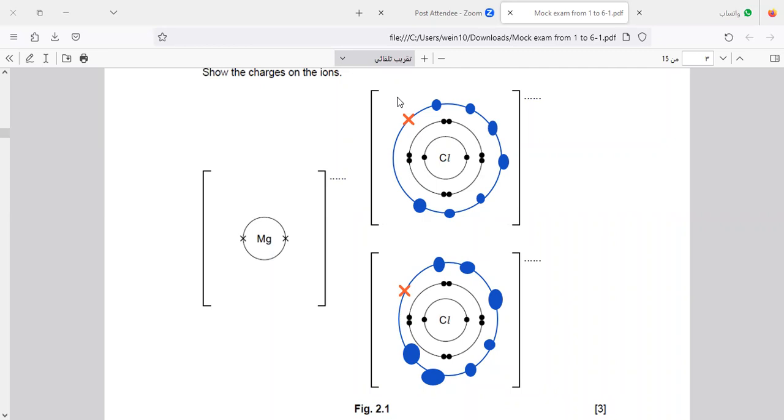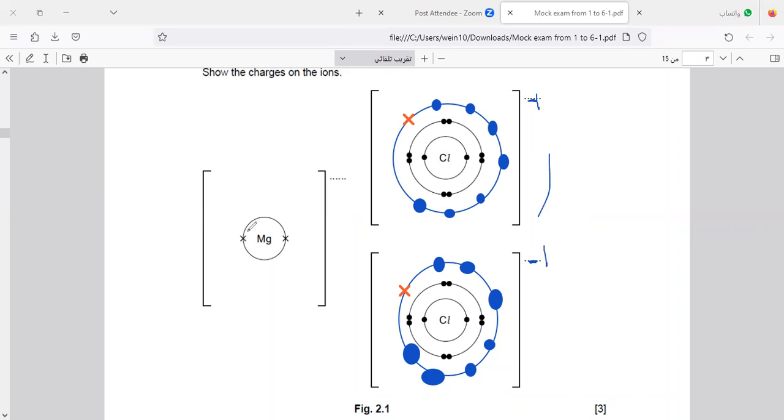Now, each chlorine, it gains 1 electron, it will be -1, negative. Write a negative charge here, or -1 as you like. Okay, so this is a negative charge. Here a negative charge. If you write -1, that's okay.